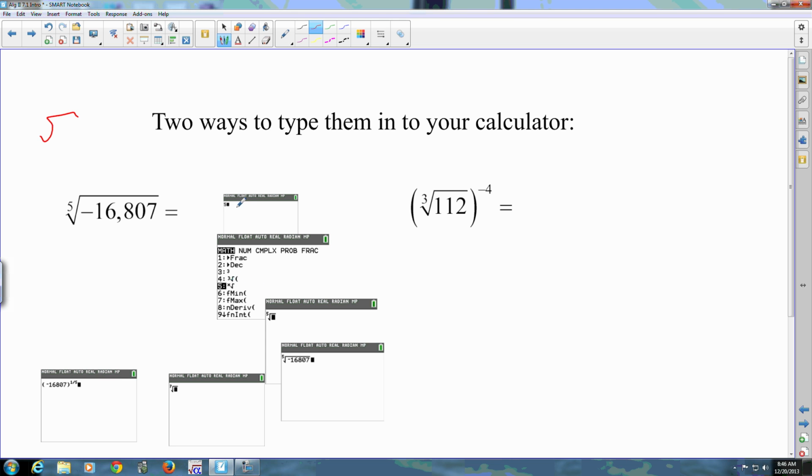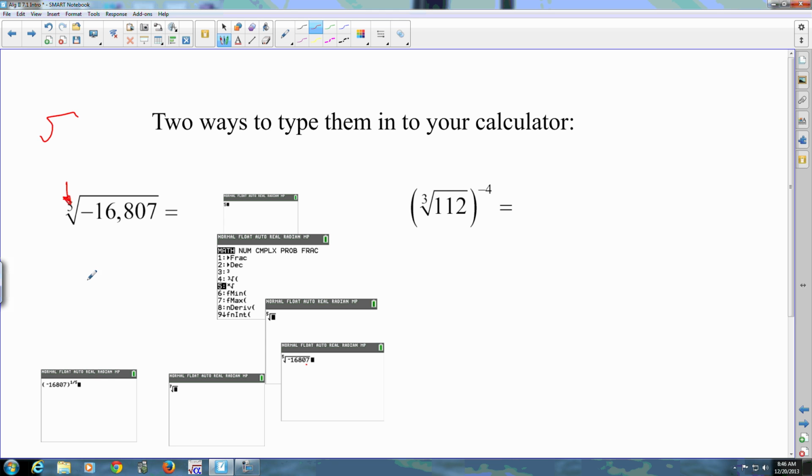What you have to do is type a 5 first. Whatever the root is, type that number first. So I type 5, then hit the math button and choose option 5, and what will pop out on the screen is this 5th root of 5. Then you just type the number in and hit enter.